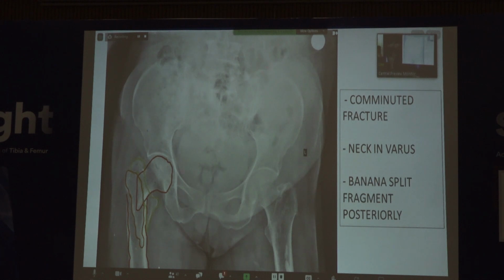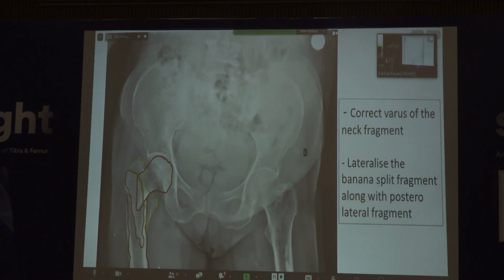So we decided to do, I think the reduction, what we need to do is that we have to get the neck fragment, that is the basic cervical fragment, into the valgus, that is the positive reduction. And then I think we have to lateralize both the banana split and the posterolateral fragment. I think this is what we have to do.